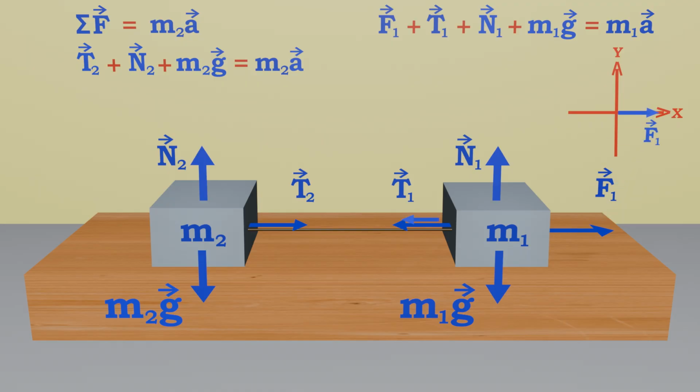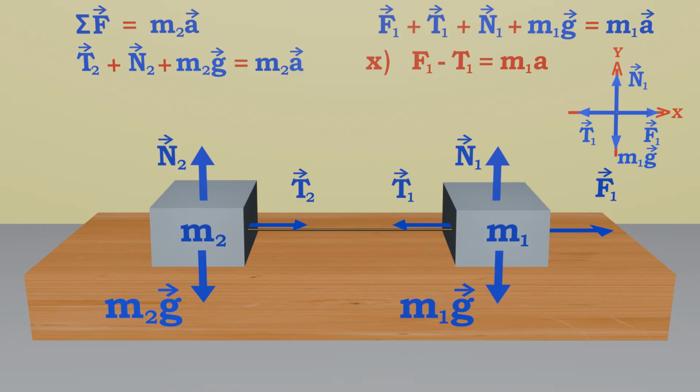F1, T1 along the x-axis, N1, m1g along the y-axis. For the first object along the x-axis, Newton's second law is F1 minus T1 equals m1a. We assign a positive value to the scalar force projection when the force vector is directed along the axis, and a negative value when the force vector opposes it. That is why T1 has a negative sign.